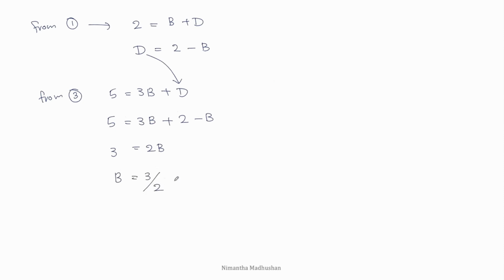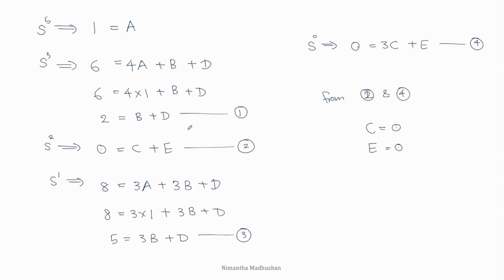And we can assign this value to this equation. D is equal to 2 minus B. 2 minus 3 over 2 is equal to 4 minus 3 over 2, which is 1 over 2. Value of D is equal to 1 over 2. Value of B is 3 over 2, and value of A is 1. Value of C is 0 and value of E is 0.